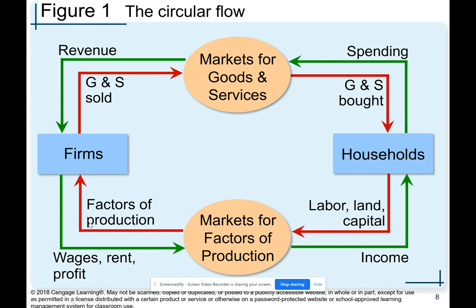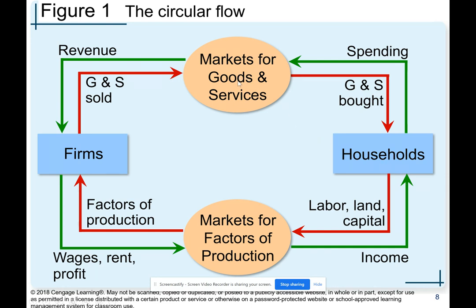When businesses hire labor from the household, they pay wages. When businesses hire capital from the household, they pay interest. When business uses land, they pay rent. And of course, business entrepreneurs make profits. These payments flow from business firms and become income to the household.